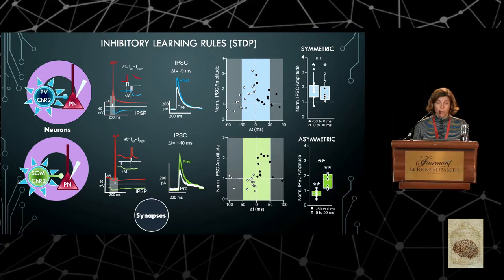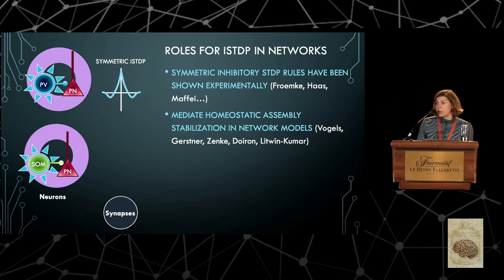Now, the symmetric rule had been shown before. Shout out to Rob Froemke, who I had a conversation with at Cosyne four years ago now about doing this experiment. I asked him if he was going to do it, and he said, no, go ahead. And I said, great. Thanks, Rob. But other people have shown this result, too. Experimentally, this has been shown, and so this has also been integrated into network models. In network models, Brent has shown this, and many people at this meeting have shown, that this symmetric learning rule mediates homeostatic assembly stabilization in networks.